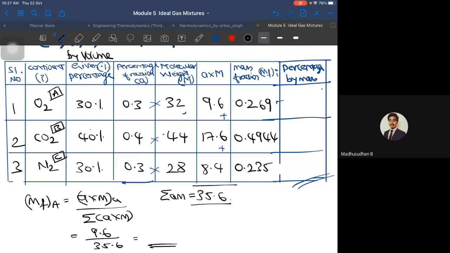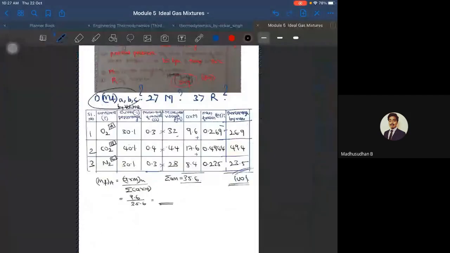Now, for the percentage by mass, you have to multiply all these values by 100. So 26.9, 49.4, 23.5. If I add these up again, it should be 100%. Then your gravimetric analysis is absolutely right. So gravimetric analysis is done.